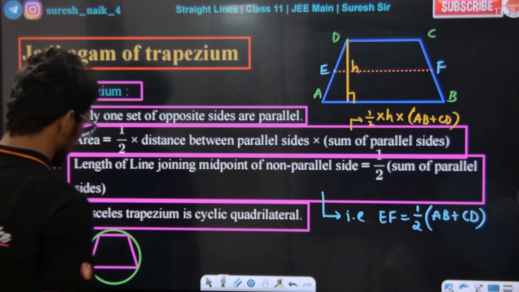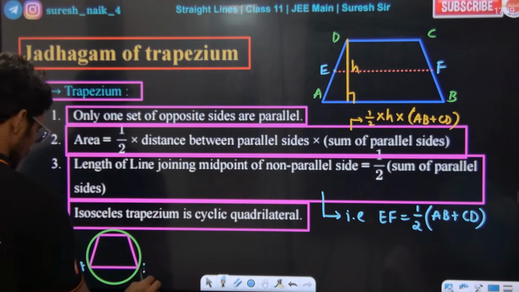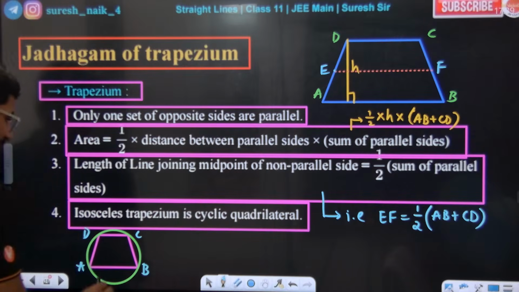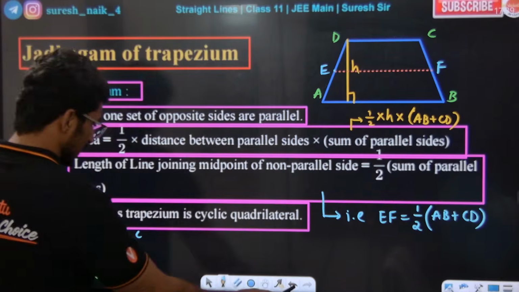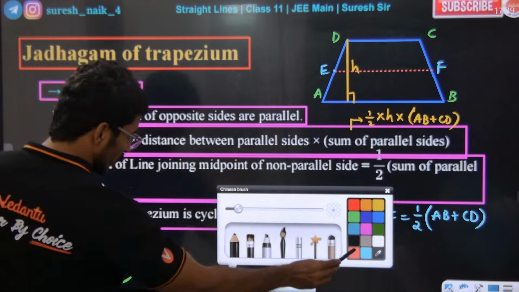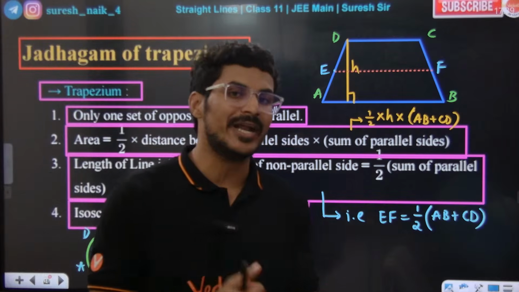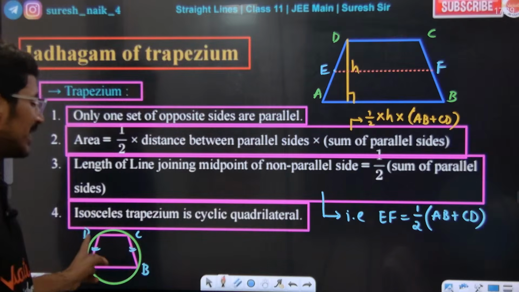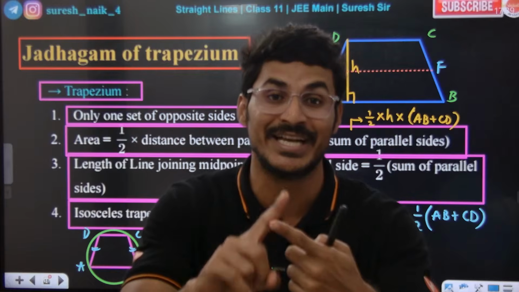Okay, why is this an isosceles trapezium? Isosceles trapezium is a cyclic quadrilateral. This A, this B, this C, this D. Isosceles trapezium is nothing but this length and this length will be the same. AD length and BC length will be the same, and the sum of the opposite angles, B and D angle sum will be 180 degrees. B angle and D angle sum will be 180 degrees. C angle and A angle added will be 180 degrees.